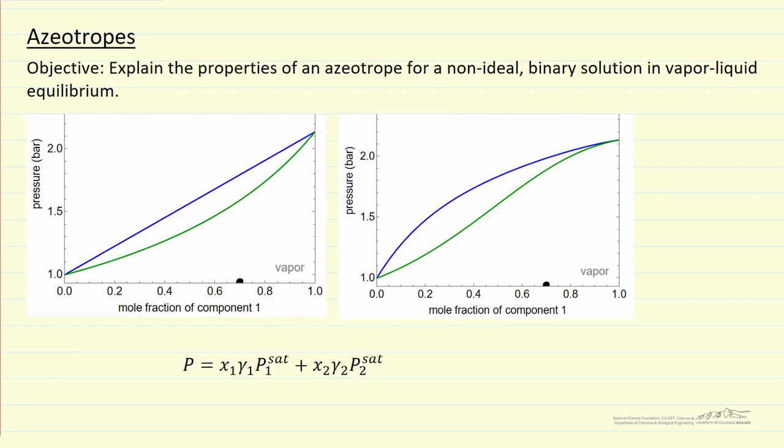So here's the equation. x1 is the mole fraction in the liquid phase, gamma 1 is the activity coefficient for component 1, and P1 sat is the saturation pressure. So when the gammas are 1, we get this straight line, Raoult's law. When the gammas are greater than 1, we get a positive deviation. And so let's look at the extreme when that positive deviation becomes large as the gammas become large.